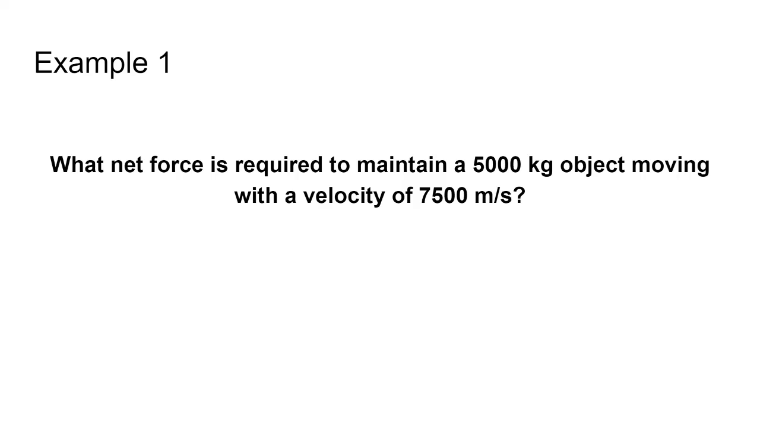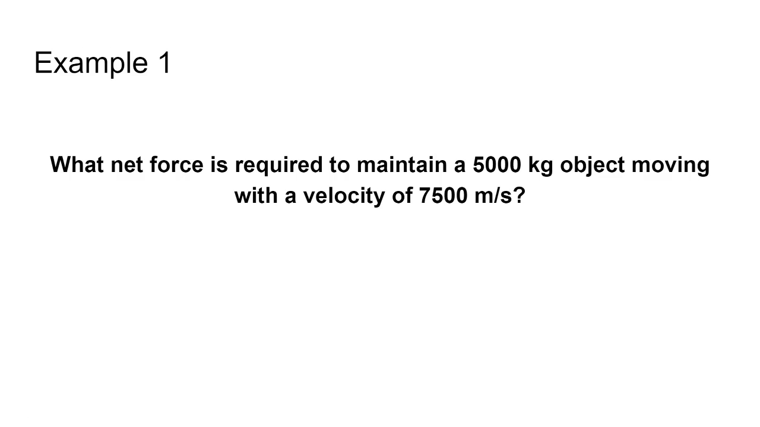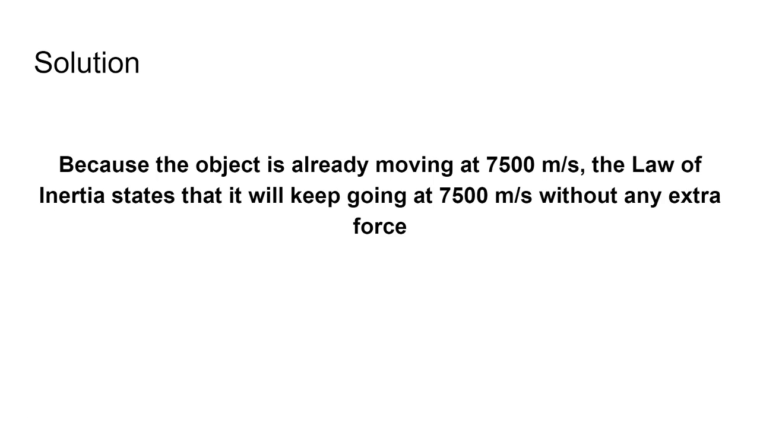What net force is required to maintain a 5,000 kilogram object moving with a velocity of 7,500 meters per second? Now, the keyword here is maintain. Because it's maintaining it, that means that it's already going to be moving at 7,500 meters per second. So, because that object is already moving at 7,500 meters per second, the law of inertia states that it's going to keep going with that same speed without any extra force being added.